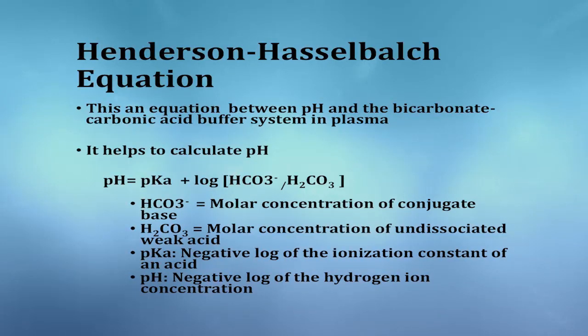The equation states that the pH is equal to pKa plus the log of the molar concentration of a conjugate base divided by the molar concentration of undissociated weak acid. pKa is defined as the negative log of the ionization constant of an acid, while the pH is the negative log of the hydrogen ion concentration.